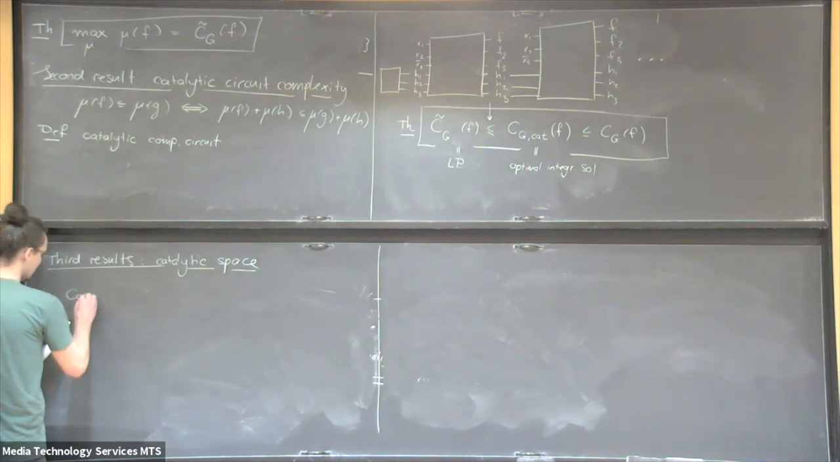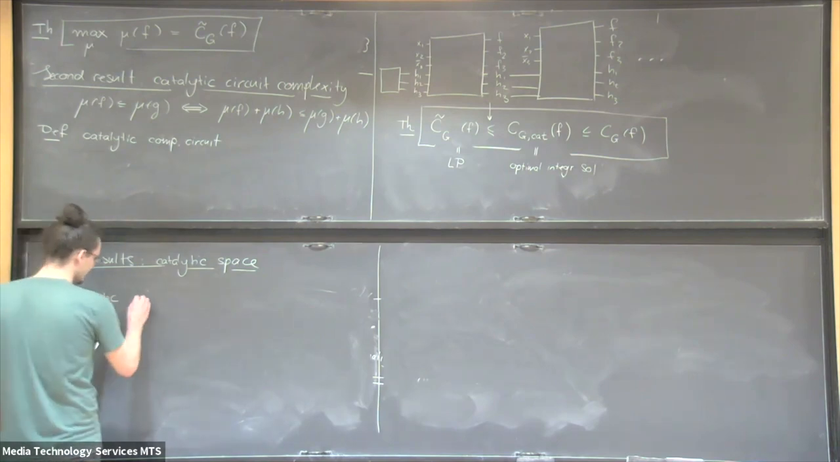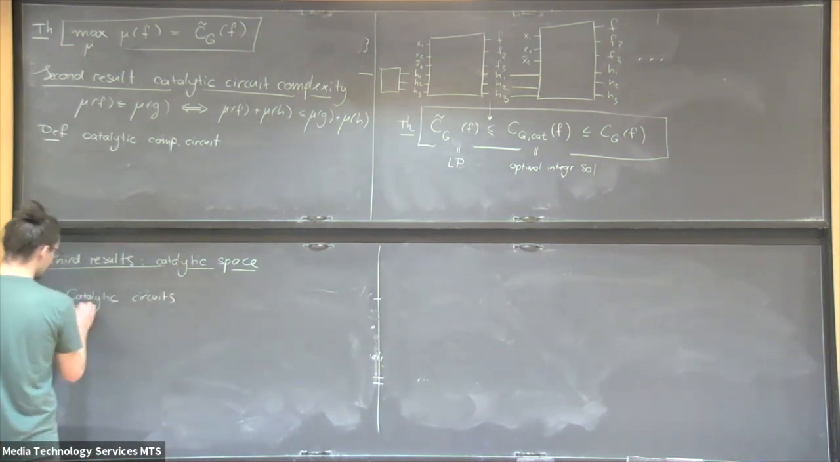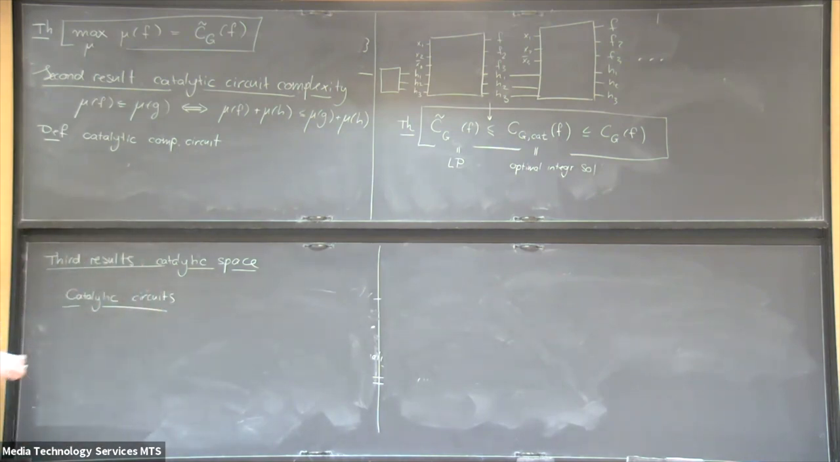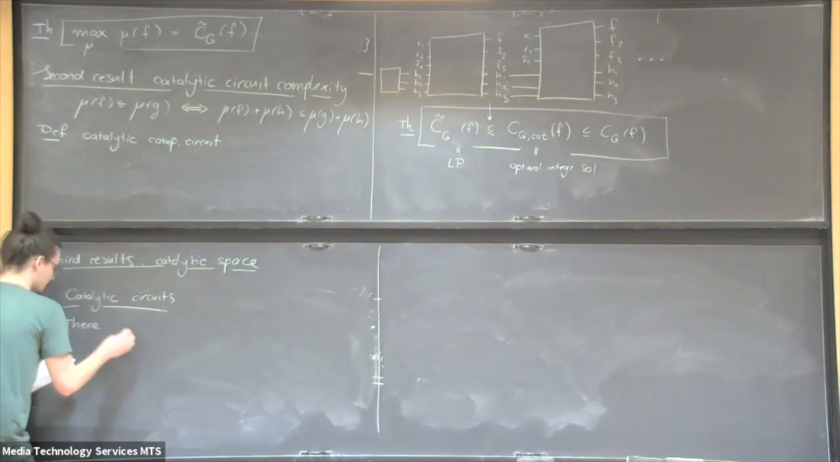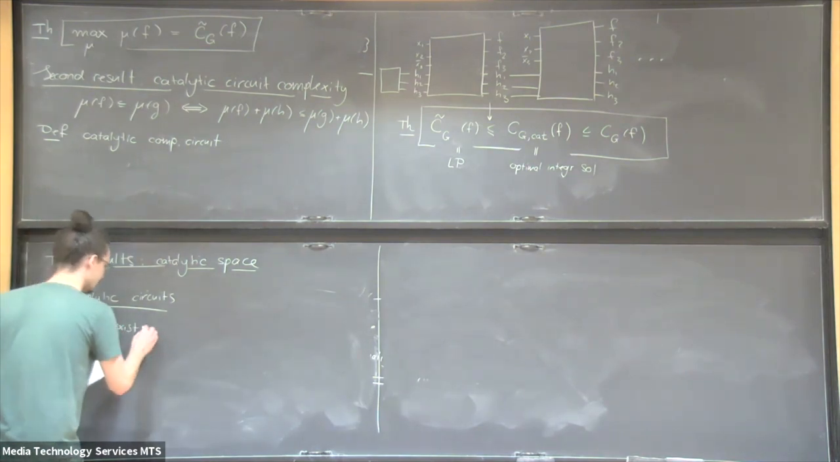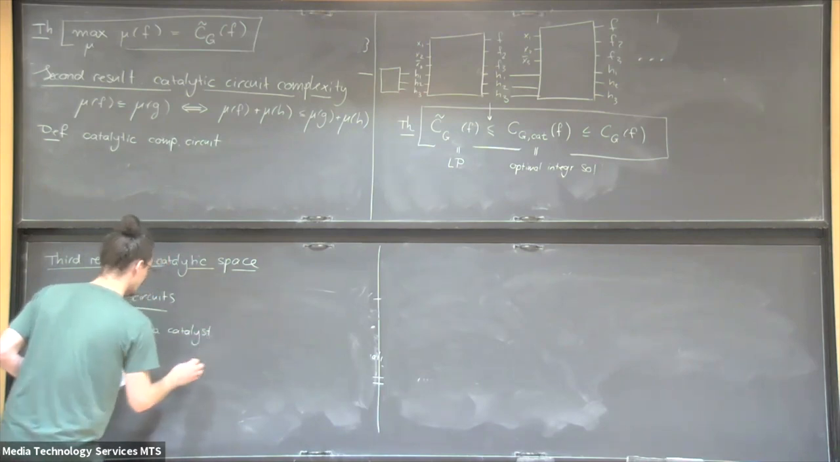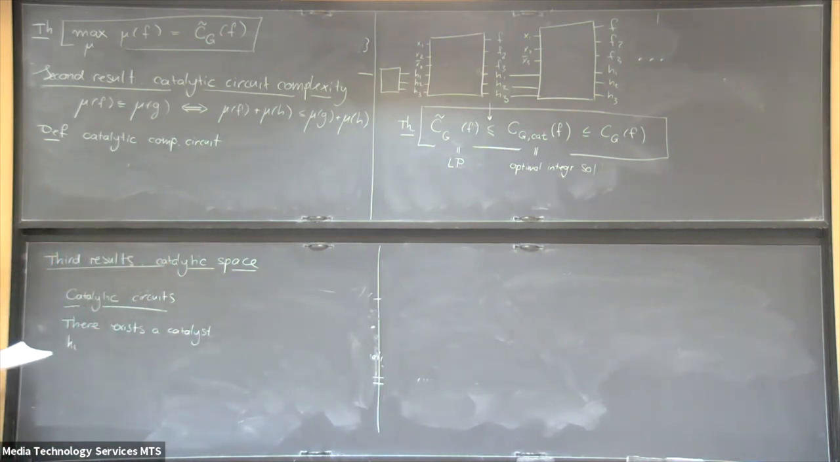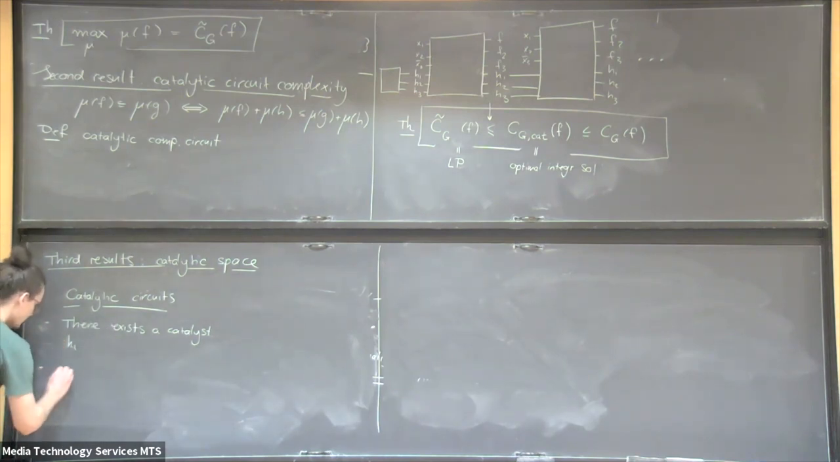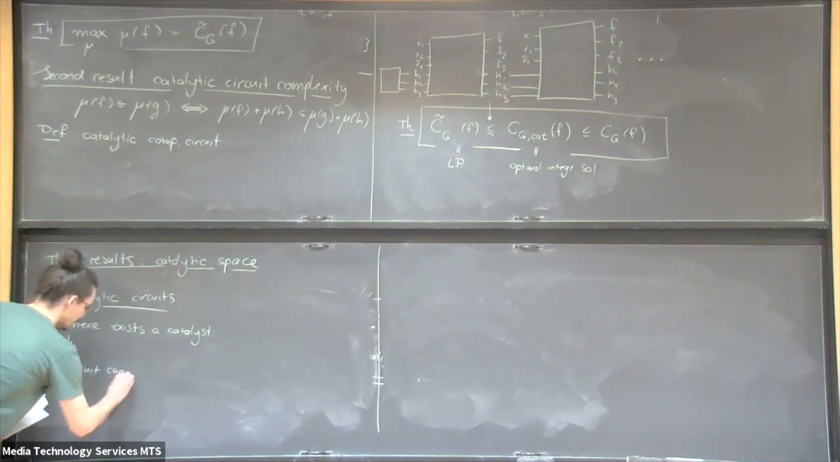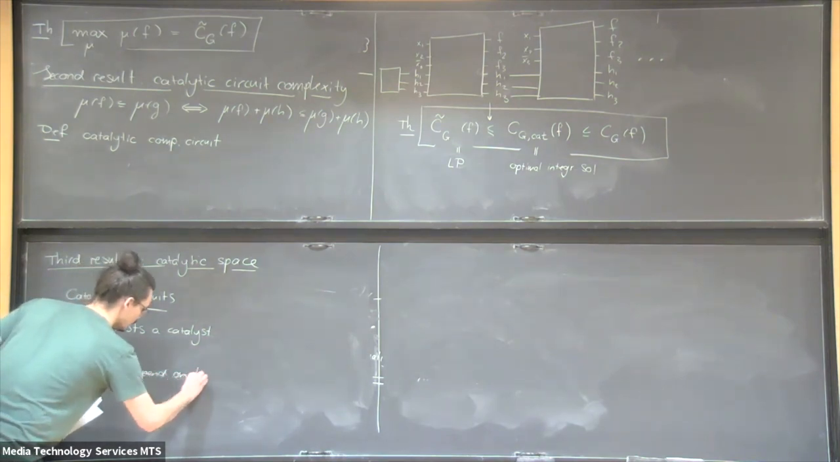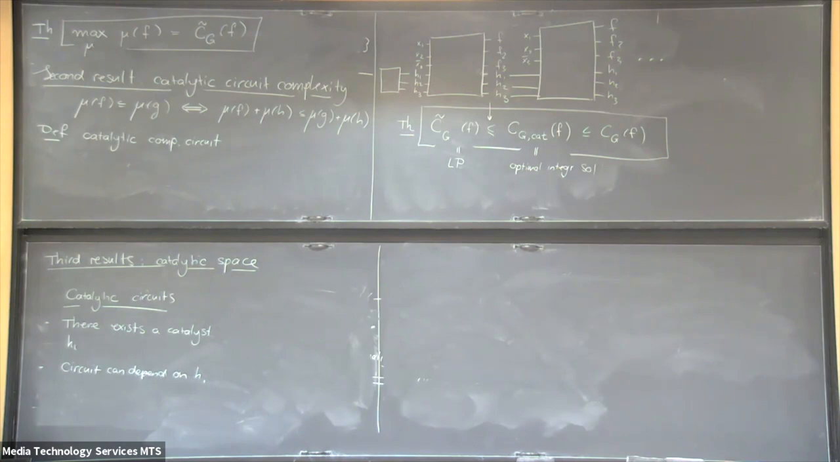So in catalytic circuits, our model over there, the way the model works is we say that there exists a catalyst, or a set of catalysts H_i, that can be used by the circuit and must be reproduced. So there exists an H_i, and the circuit can depend on H_i. But the H_i are not like the values in this memory.